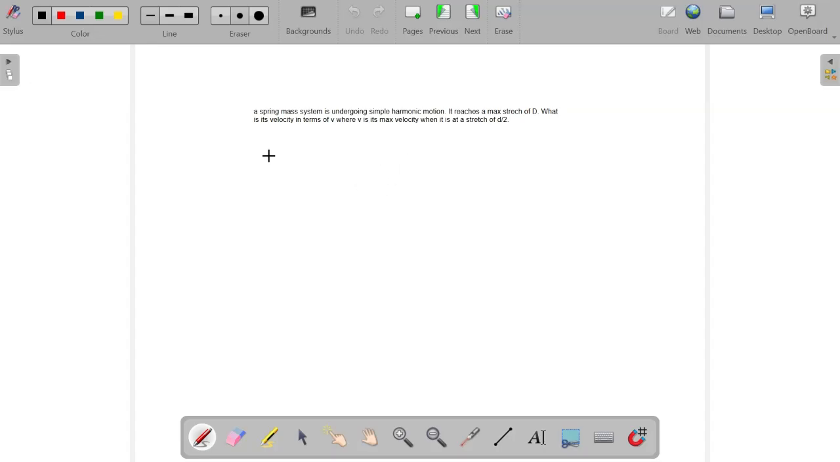So remember, we can represent position with A cosine of omega t, and velocity as minus A omega sine of omega t.